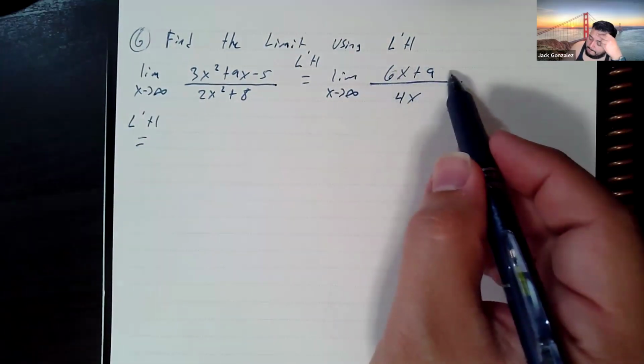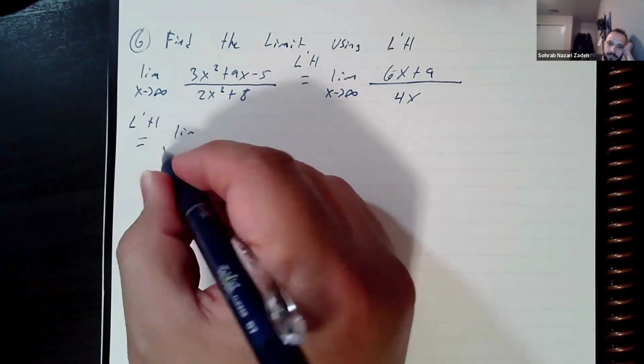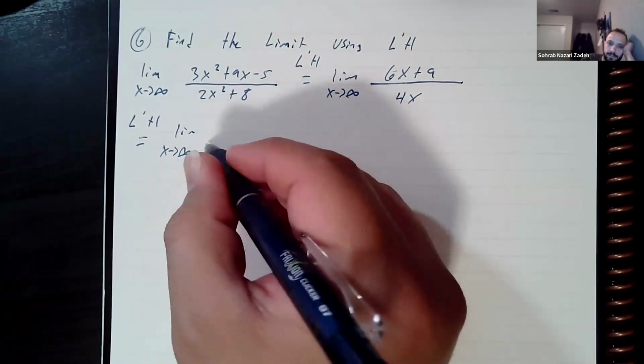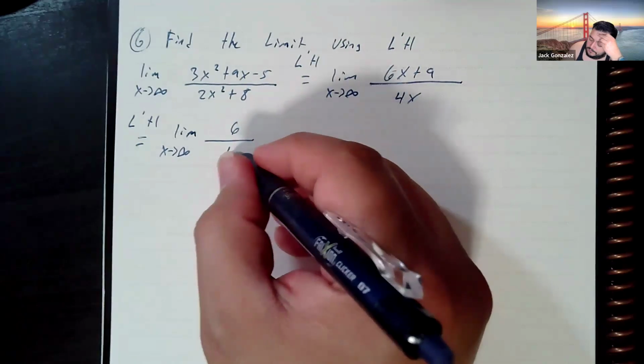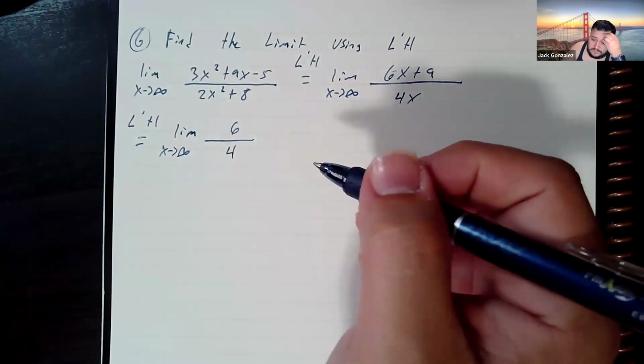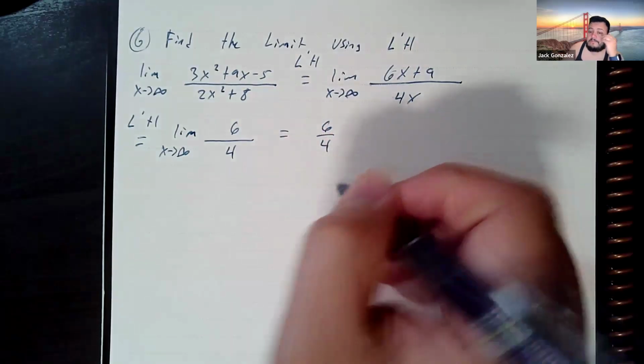So do it again. What's the derivative of this top part? 6. 6 and 4. Yeah, so it'll be 6 over 4. At this point, take the limit because there's no x anyway. It'll be 6 over 4.